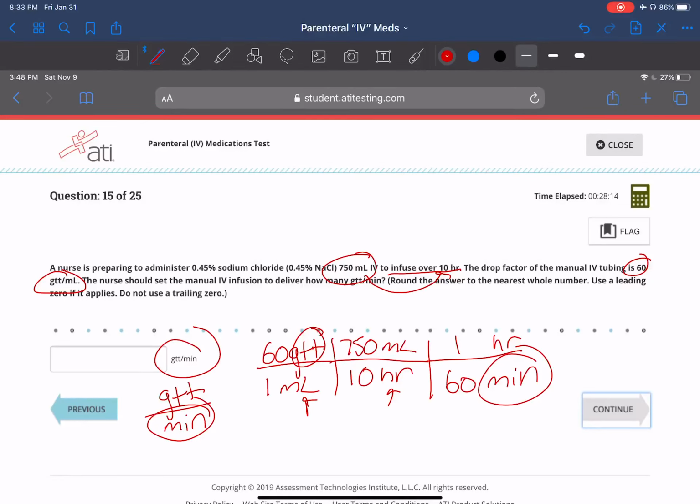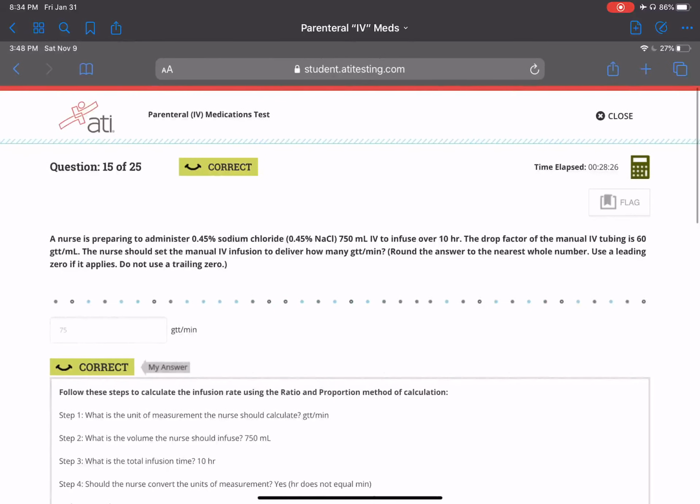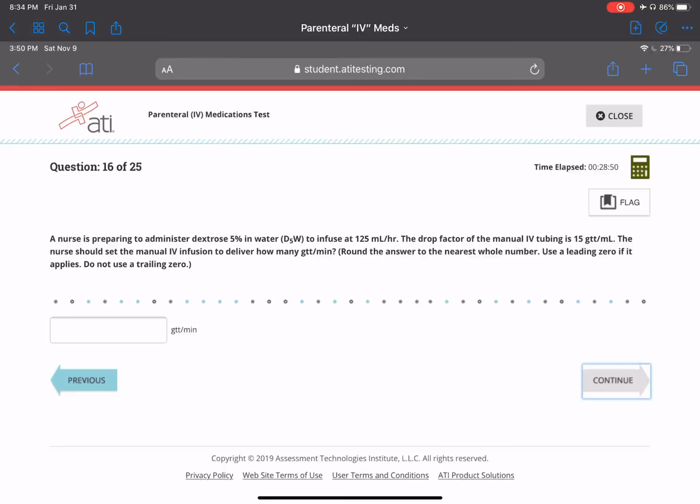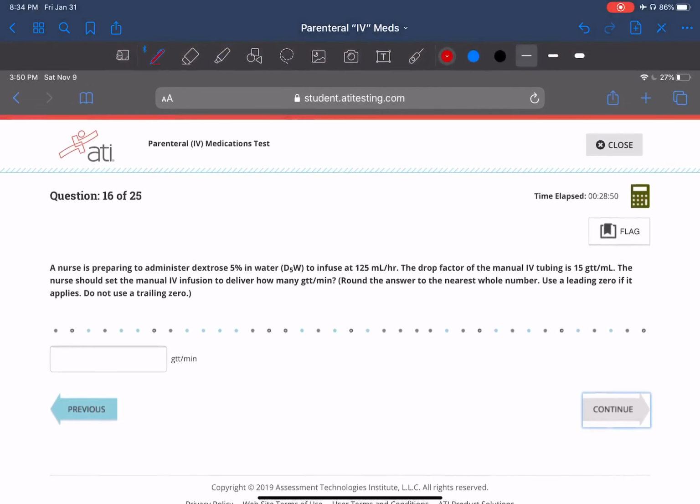So let's go ahead and solve that. So we have 60 times 750 times 1 divided by 1 divided by 10 and divided by 60. And that equals 75 GTT per minute. Let's make sure that's correct. And yes, 75 is the answer. We're breezing through these. All right, let's go quick, you guys.